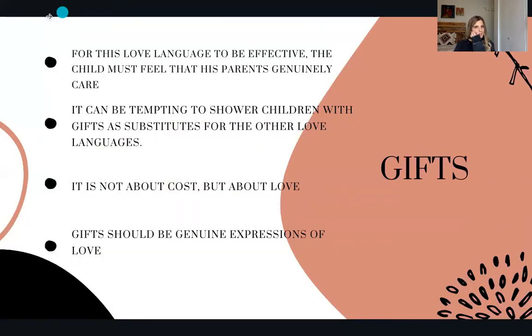Gifts. This is a debated one. Some people really get their backs up about this being a love language. I don't think the intention of gifts is that you're having to spend money. It's not saying you need to buy me things all the time. I don't know that that's healthy, especially in a parent-child relationship. You should not have to buy your child's affection.